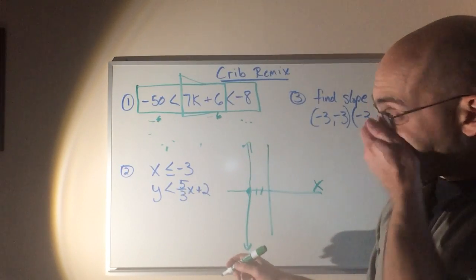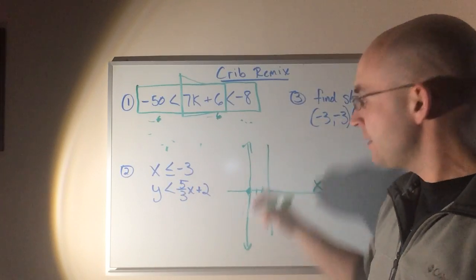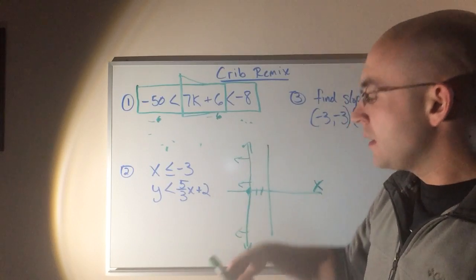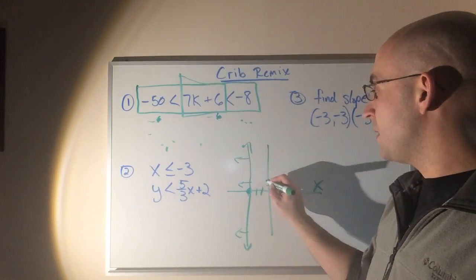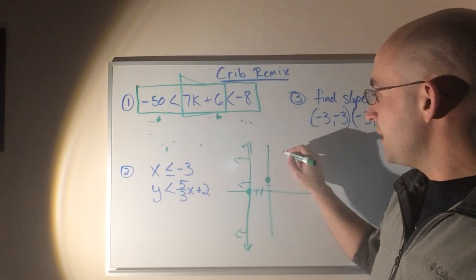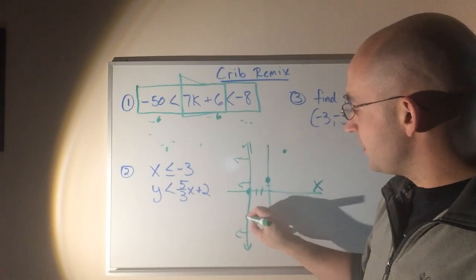Now, the arrow's pointing to the left, which means that's where I would shade. So I'm going to make a couple of arrows. Okay. Now I can go to the next line. Y is less than 5/3 x plus 2. I find 2 on the y-axis. Up 5/3, it's probably somewhere in that area there. And then down 5/3, it's probably somewhere in this area over here.